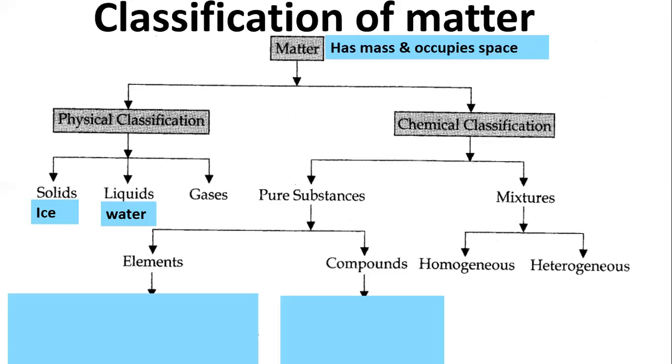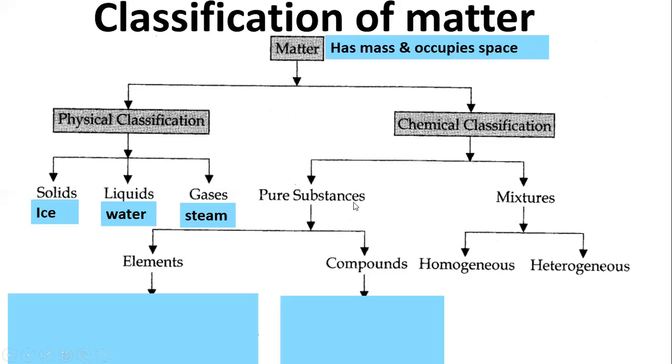When we raise the temperature of water, it is converted to water vapor or steam. So here one state is converted to another state. So solid, liquid, gas come under physical classification. Next we'll move on to chemical classification. Here chemical classification is again further classified into two categories: one is pure substance and the other is mixture.